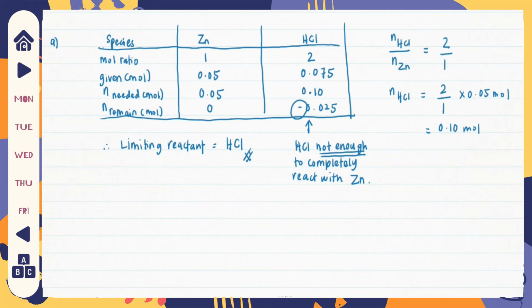This is your answer. Okay, kalau cukup maksudnya apa? Bilangan mol yang diberi ni, given mol ni akan lebih berbanding bilangan yang diperlukan. So kalau awak tolak, awak tak akan dapat negative value. Awak akan dapat positive value. So maksudnya cukup. So bila cukup, maksudnya reactant awak tu adalah excess reactant. Okay, sekarang ni tak cukup. So, bila tak cukup, dia akan jadi limiting reactant. So, limiting reactant awak adalah HCl. Okay, kalau tak faham, nanti kita jumpa one to one ya.